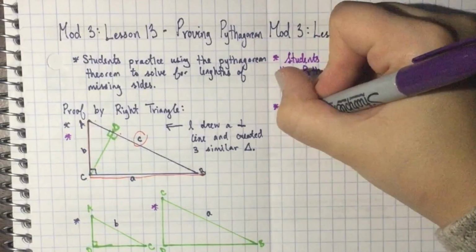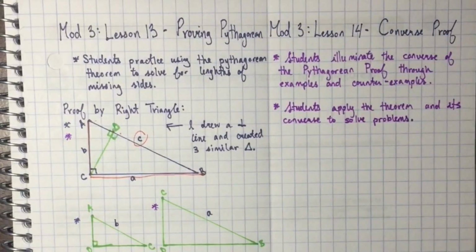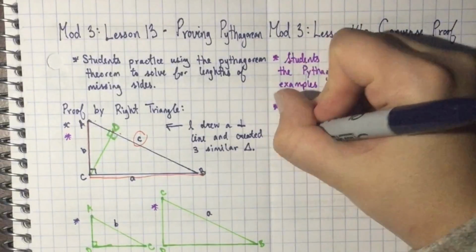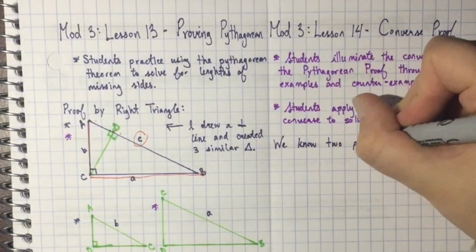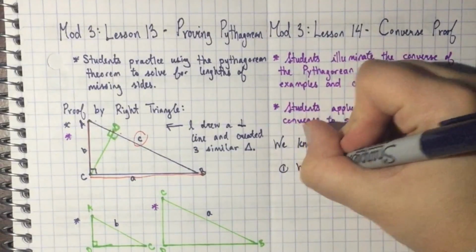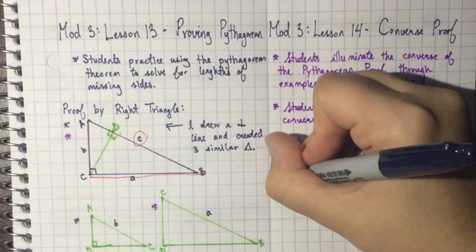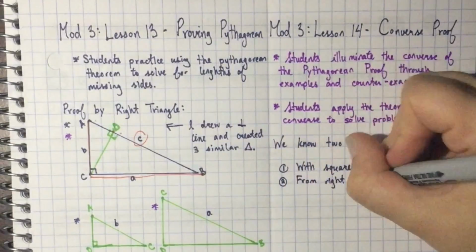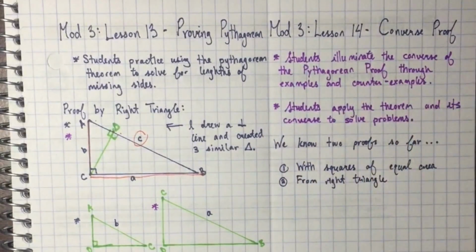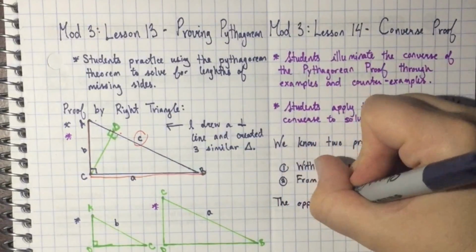What we want to think about is just some basic information. We know two unique proofs for the Pythagorean theorem so far. The first one that we know has to do with squares of equal area. So basically when we have the same square, we can divide it into pieces in a different way and use that information. The second one we learned was about the right triangle and similarity, which is what we just did.